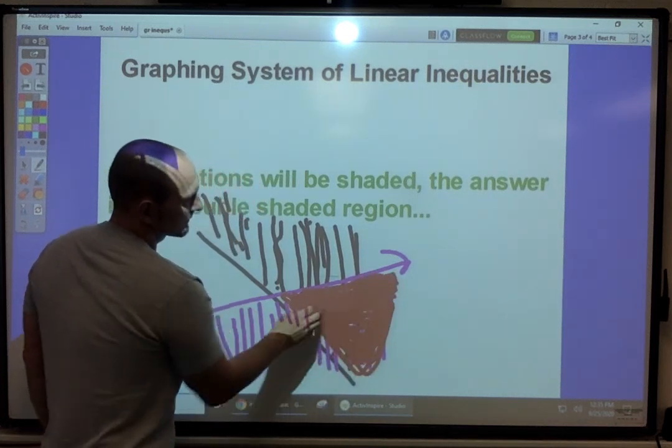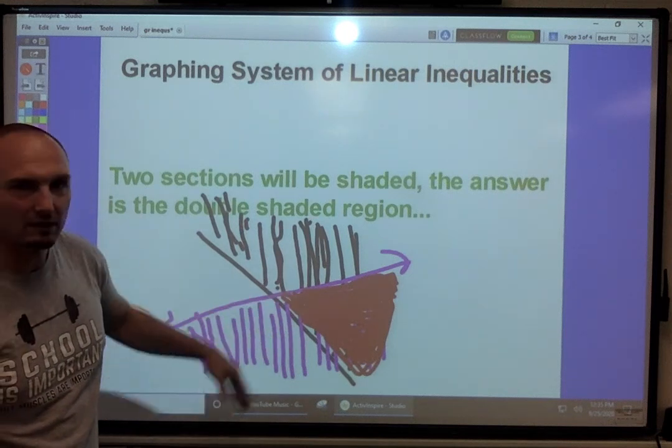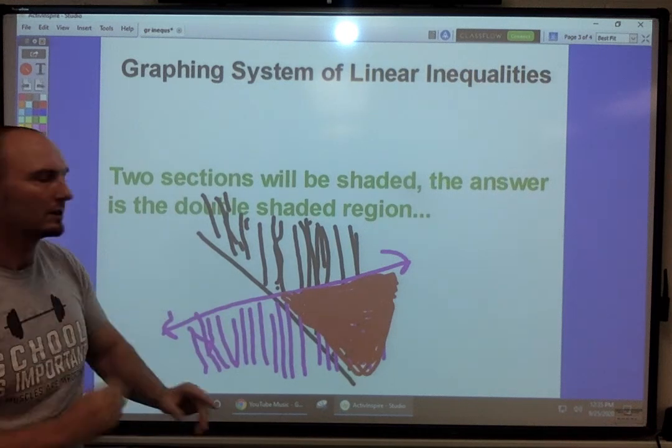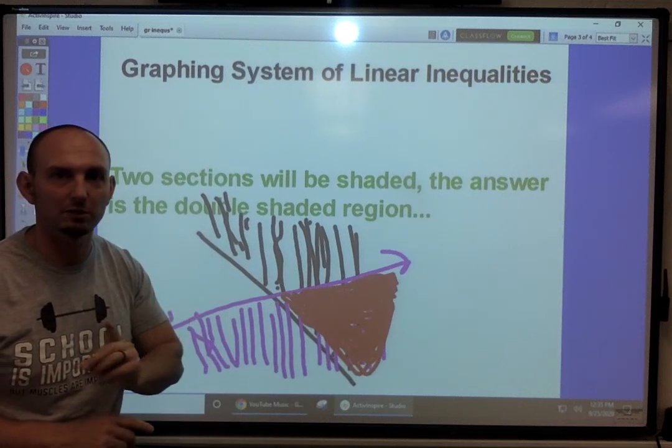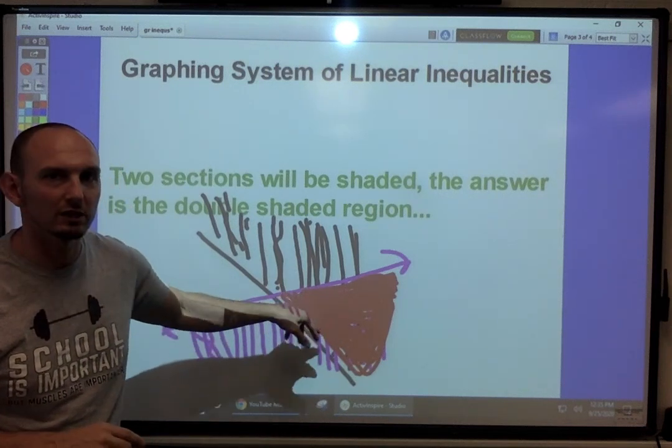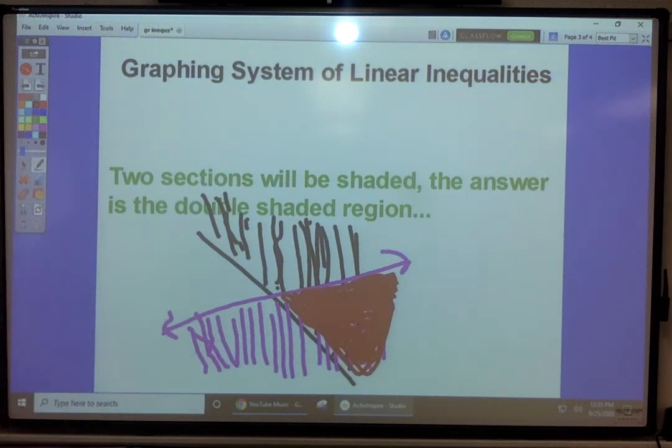These lines are going to intersect, kind of like an x, so there are 1, 2, 3, 4 sections. Only one of them will be the solution. It's the one that gets shaded twice, where they overlap.